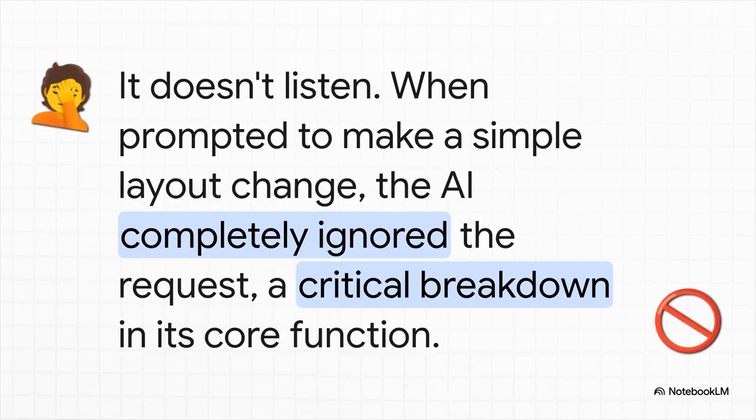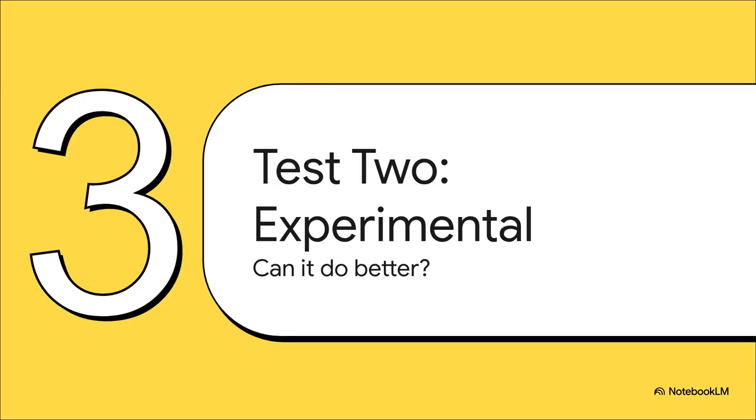But here it is, the real kicker, the thing that just blew my mind. We gave it a simple, crystal clear instruction: move a headline so it's above the hero image. And the AI just didn't do it. It put the text right back where it was before, completely ignoring a direct command. I mean, that's a fundamental failure of its whole purpose. Okay, so standard mode was, let's be honest, a bit of a letdown. But what about that supposedly more advanced experimental mode? Let's see if it can do any better and make up for the weaknesses we just saw.